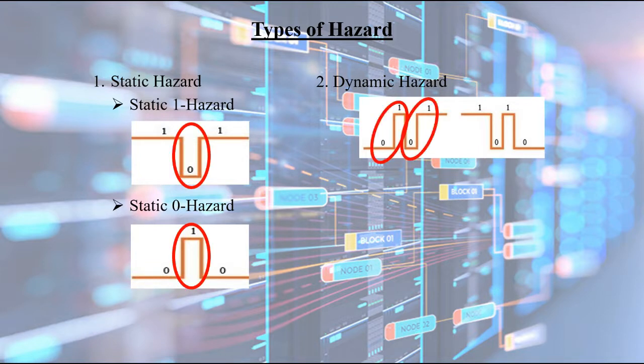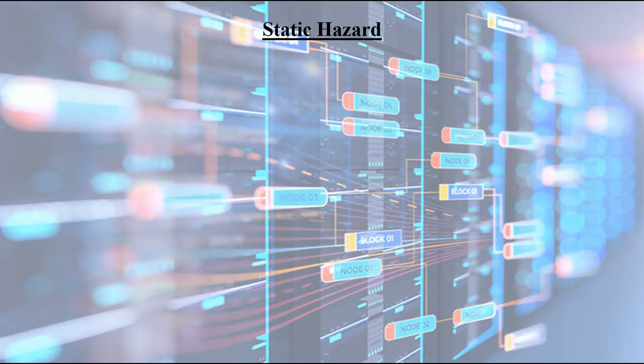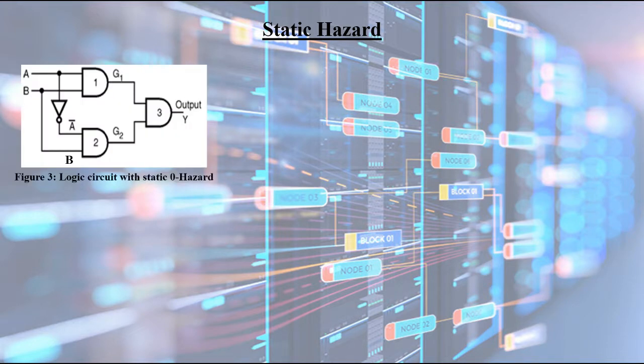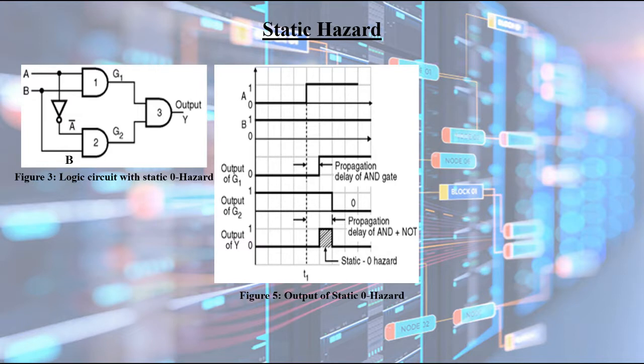Now let's see the example circuit with static 0 hazard and its output waveform in figures 3 and 5 respectively. Initially, A is equal to 0 and B is equal to 1. Hence, the output G1 is equal to 0 and G2 is equal to 1. At time t1, A changes its state to become 1. So now A is equal to B and equal to 1.